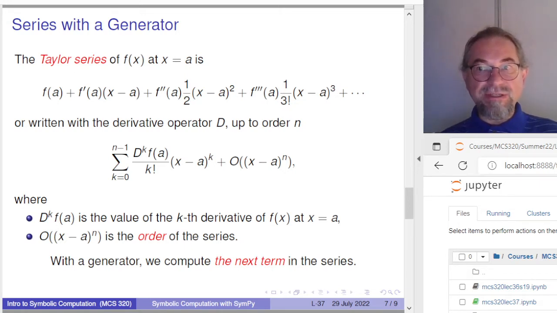If you compute a Taylor series, you can truncate it. You could see a Taylor series as a truncated polynomial. That's actually what SageMath does. But that requires that you set the order from the beginning. With a generator, you can be more relaxed and compute the next term in the series.